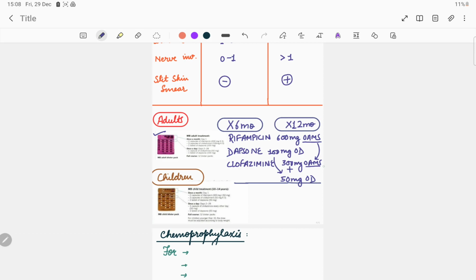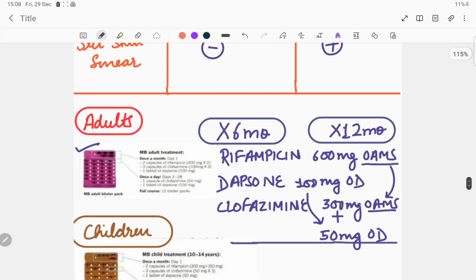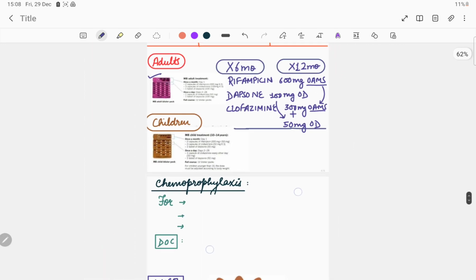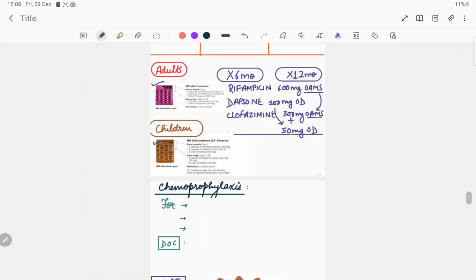So in the presence of the doctor, you'll give rifampicin and clofazimine. Rifampicin dose 600 mg and 300 mg OAMS, and rest all the tablets have to be taken by the patient throughout the duration. In children, it's your brown kit. Along with that, the dose is also different. Rifampicin, dapsone and clofazimine. For rifampicin, it's a lower dose of 450 mg OAMS. It's half in dapsone, which is 50 mg OD, and clofazimine is 150 mg OAMS, but this 50 mg OD is just half, that is 50 mg on alternate days.